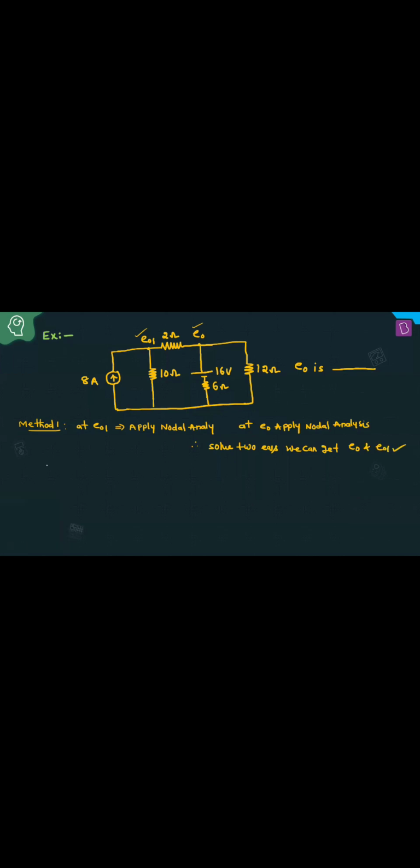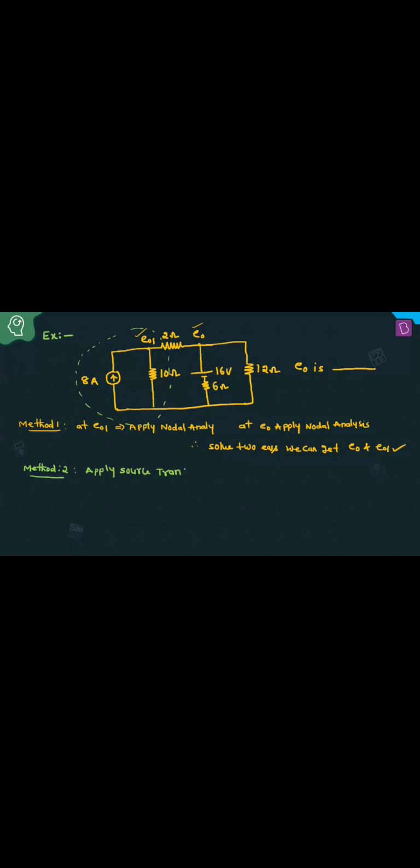Next, I am explaining the second method here. Method 2. Without solving two equations, you can simply get the answer like this. It's very simple. I have to eliminate one node here. To eliminate the node, just apply the source transformation. If you apply the source transformation here, this is the source transformation. Method 2: apply source transformation.